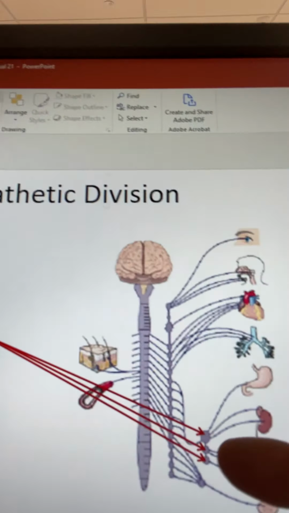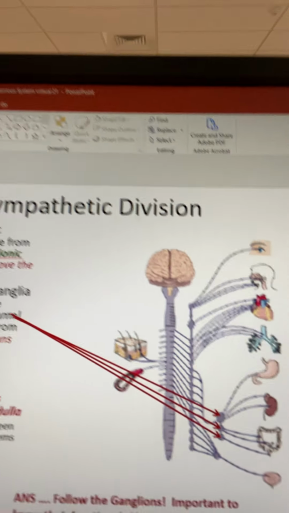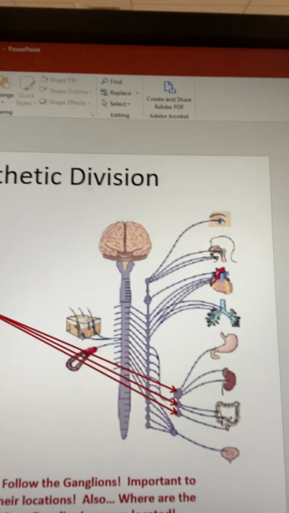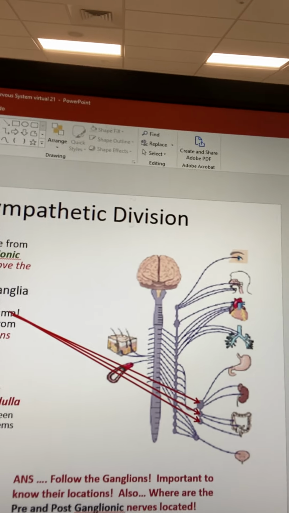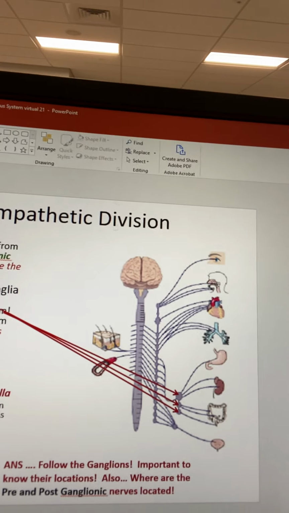All right, so let me go to the next slide here. This is the one where we're talking about the pre-vertebral ganglia. And we had said they're stretched out here to the side, but they're really wrapped around the front there.